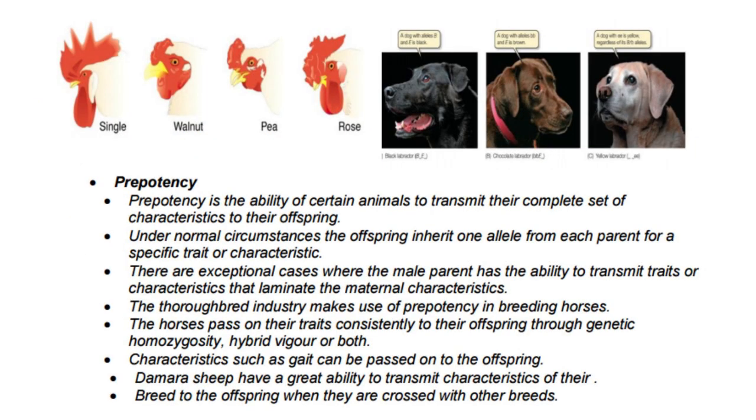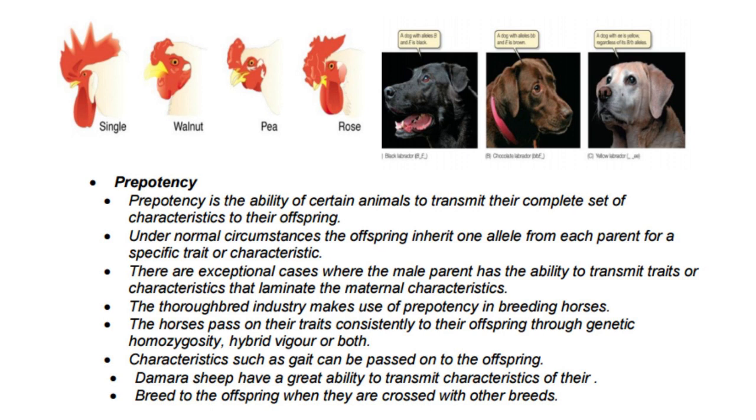Prepotency. Prepotency is the ability of certain animals to transmit their complete set of characteristics to their offspring. Under normal circumstances, the offspring inherit one allele from each parent for a specific trait or characteristic. There are exceptional cases where the male parent has the ability to transmit traits or characteristics that dominate the maternal characteristics.